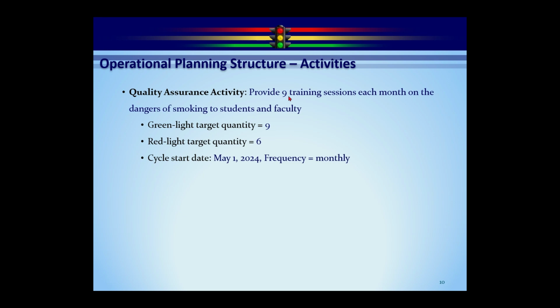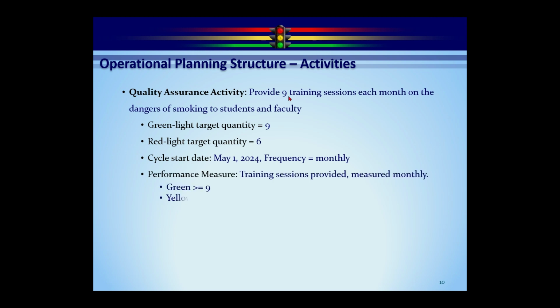In this case, we don't have a beginning and ending date. We have a cycle start date and a frequency. So if it's a monthly frequency, we're beginning on May 1. Obviously, at the end of May, we're going to be done with that cycle. Then we're going to move into the June 1 through the end of June cycle as well. So you always have a beginning and ending date, whether it's finite or calculated in here.